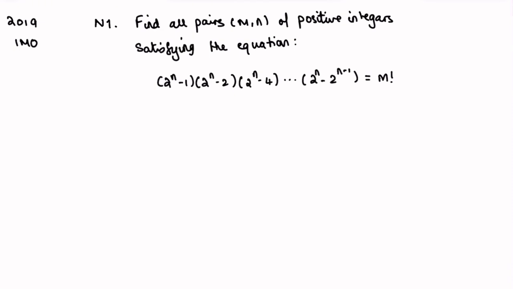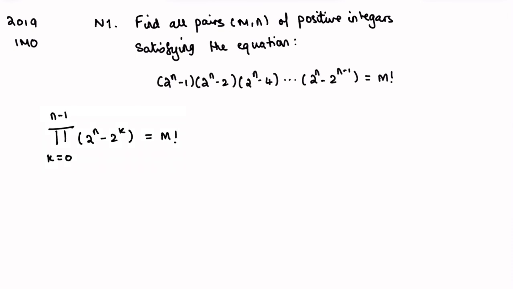The first step was to take this block of things and put it into a product. So what does that look like? Well, we can say that it's the product of (2^n - 2^k), and we can run k from 0 all the way to n - 1, and this equals m factorial.